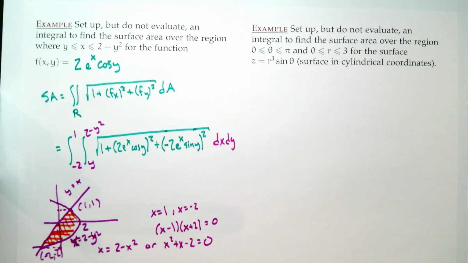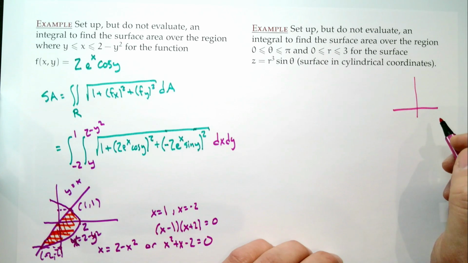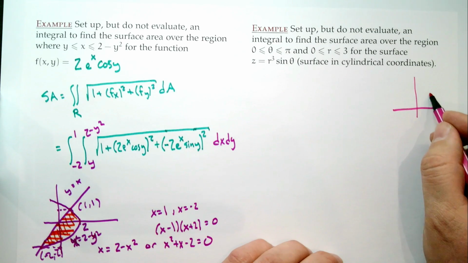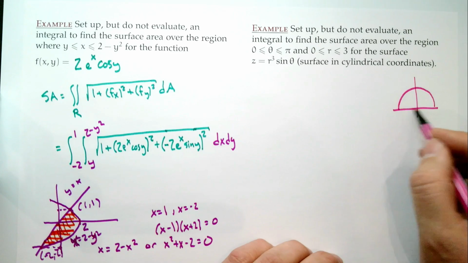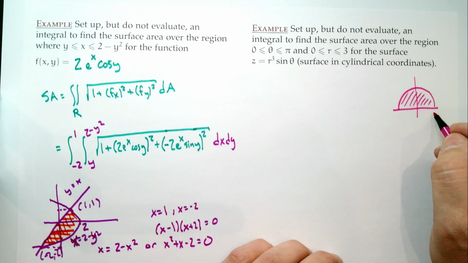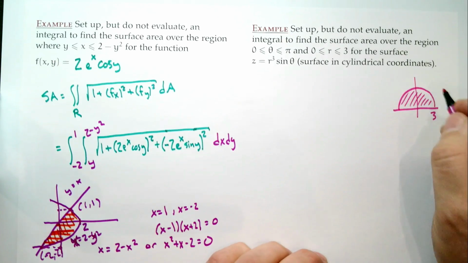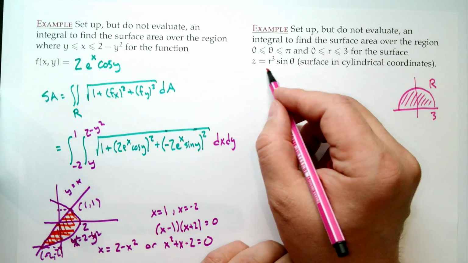All right, in the last few minutes, let's try one more, because we don't have to evaluate this one either. Set up, but do not evaluate, an integral to find the surface area over the region 0 less than or equal to theta less than or equal to pi, and 0 less than or equal to r less than or equal to 3. What does that look like? It's actually the top half of a circle in the plane. What's the radius? 3. Okay, so that's our region R, and our surface is z equals r cubed sine theta.